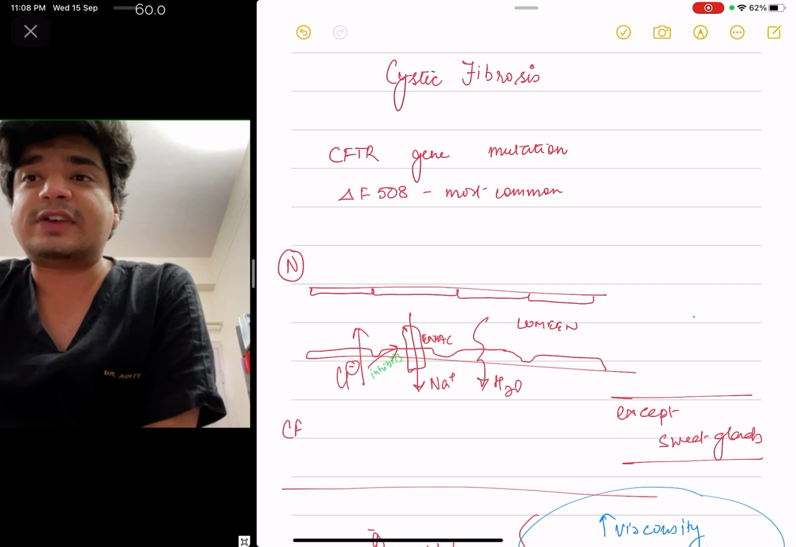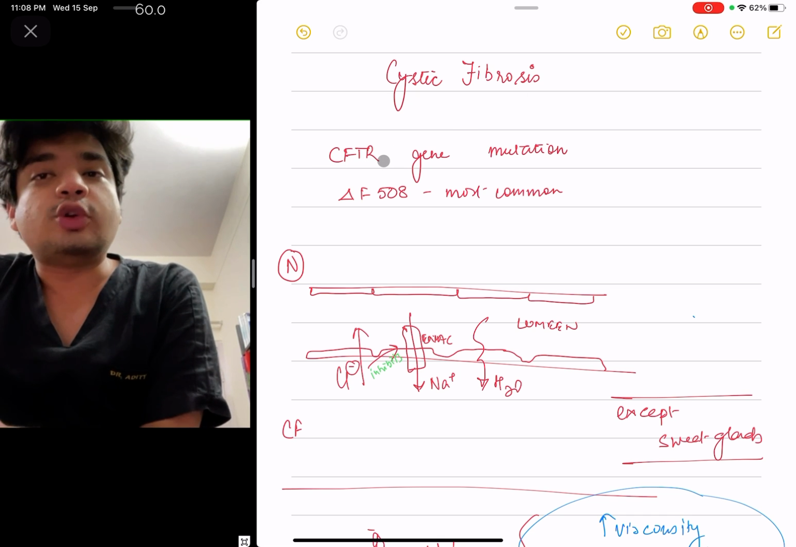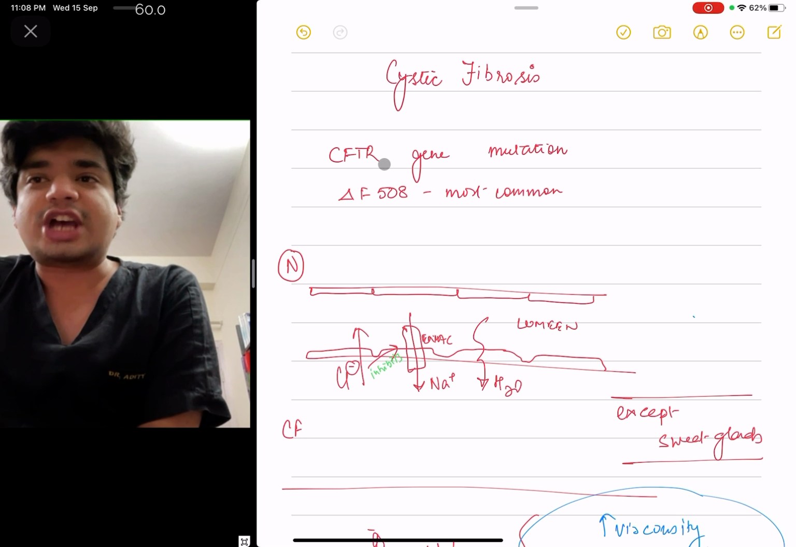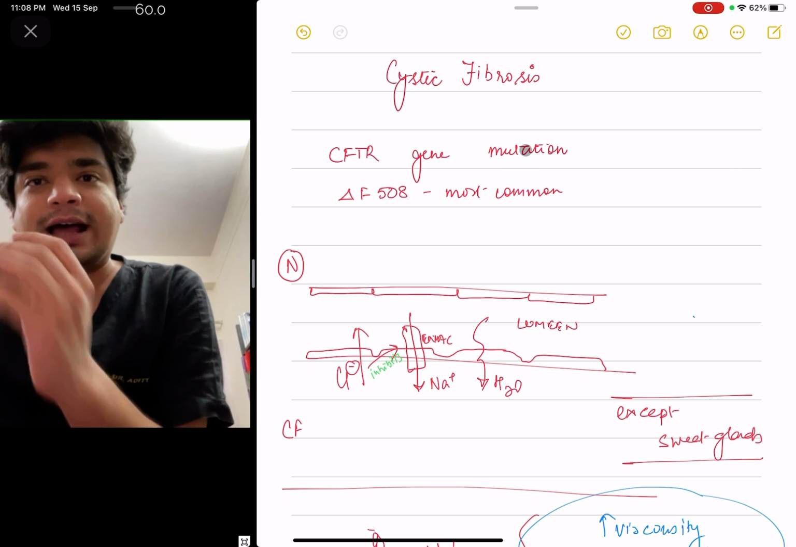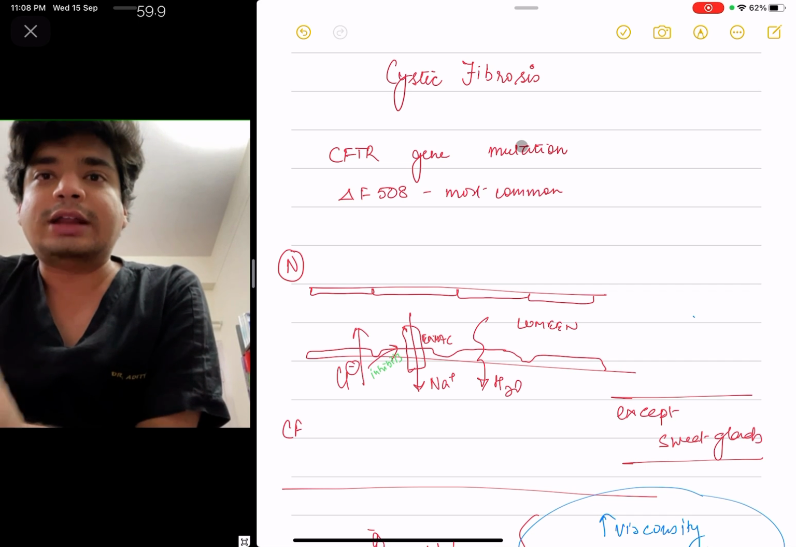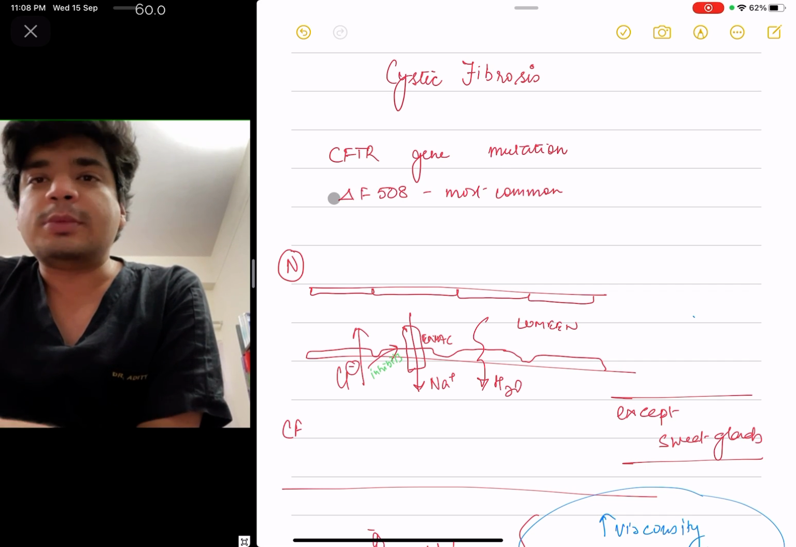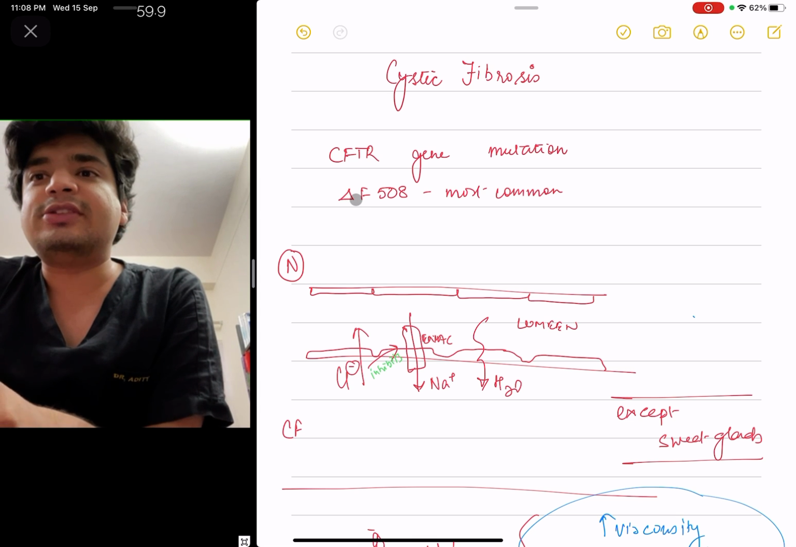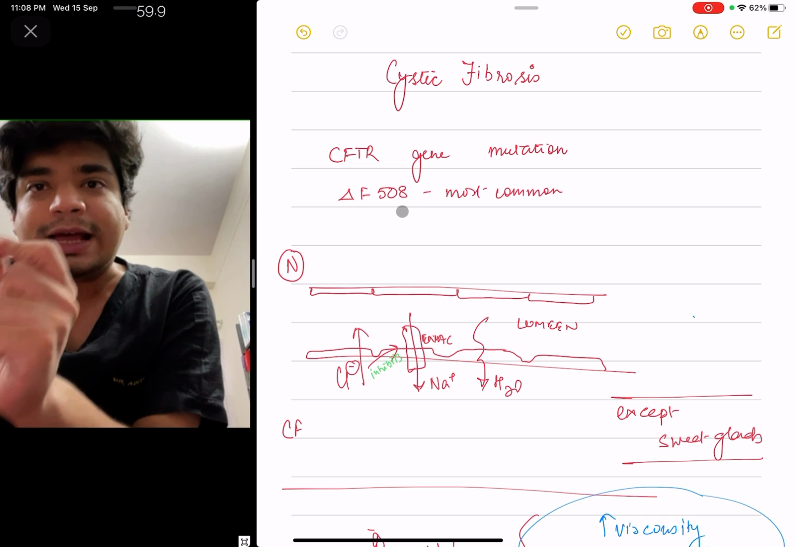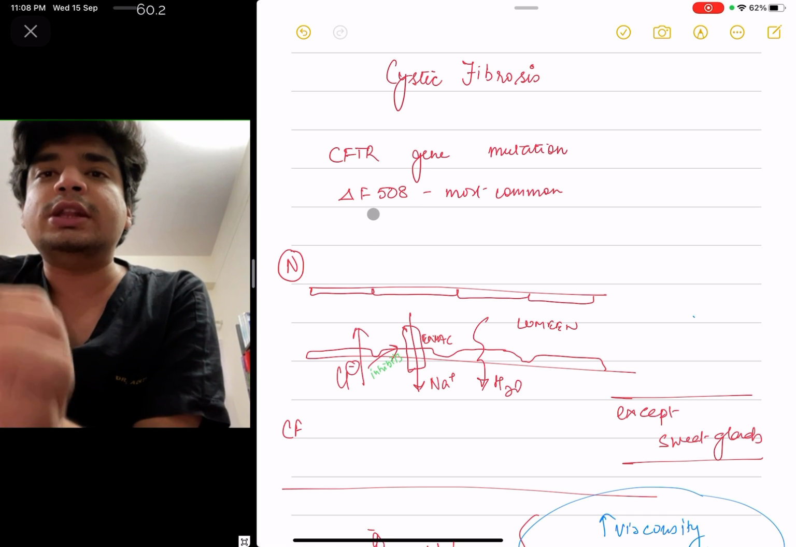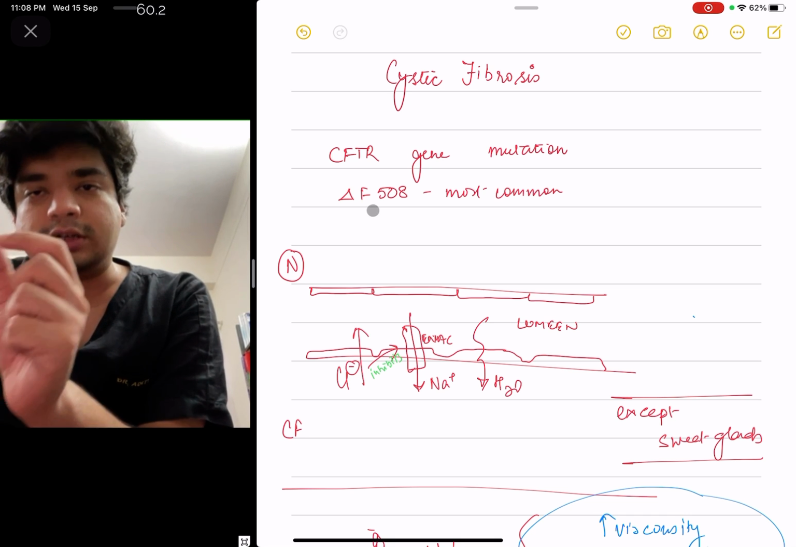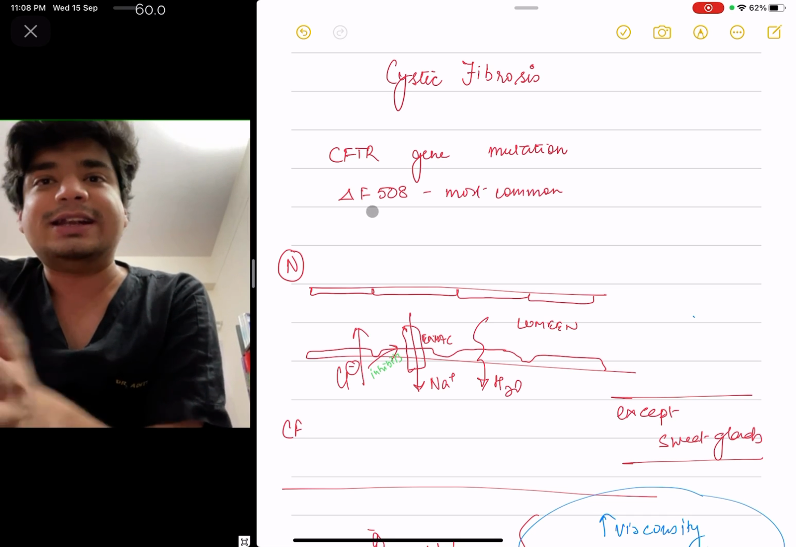Now, what happens in cystic fibrosis? As you all know, there is a gene on chromosome 7, the CFTR gene, which codes for a chloride channel, and that gene is mutated. Because of the gene mutation, chloride channel function abnormalities occur in cystic fibrosis. The most common mutation, which can be asked in your exam, is delta F508. At the 508th amino acid residue in that protein, there is a deletion of the F. F stands for phenylalanine in this case. That particular amino acid is deleted, delta being deleted.